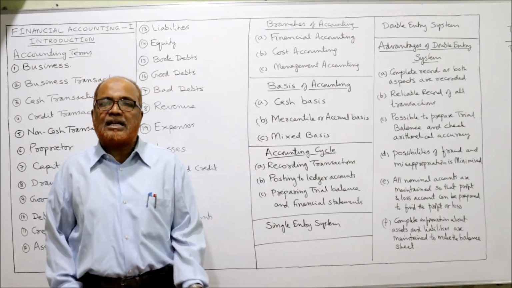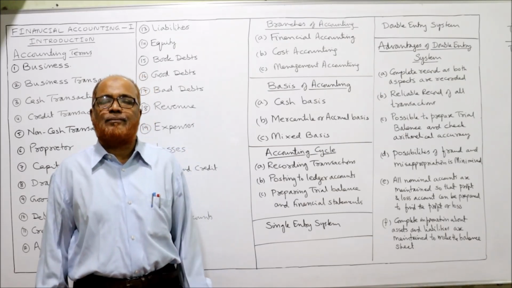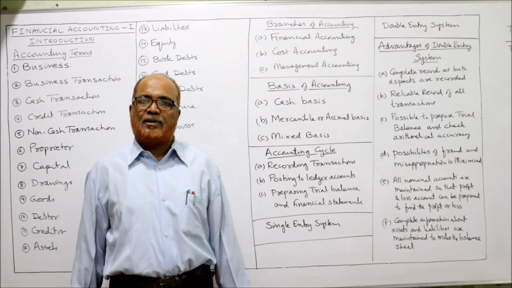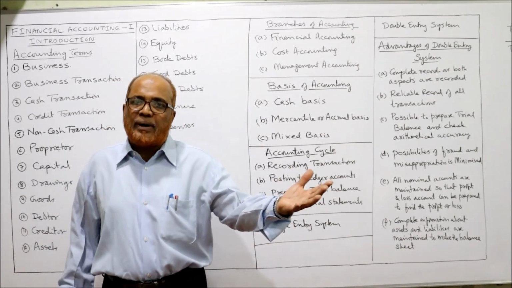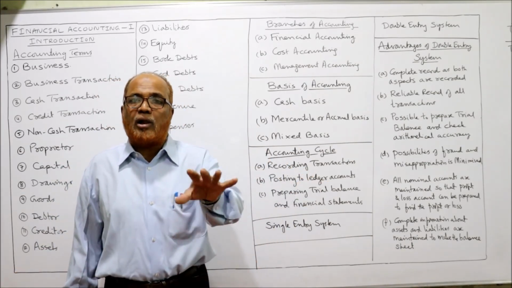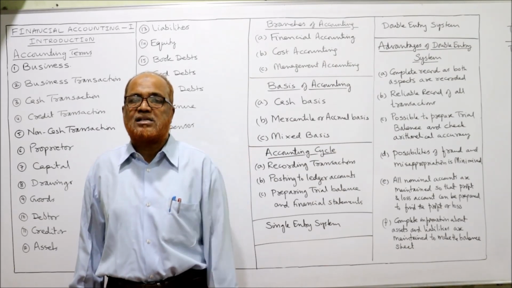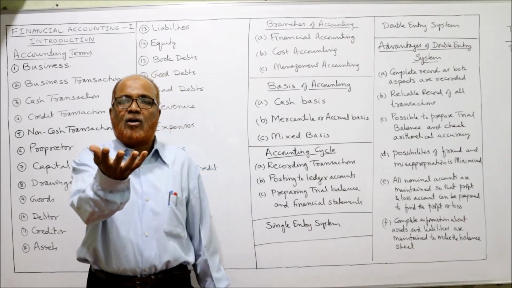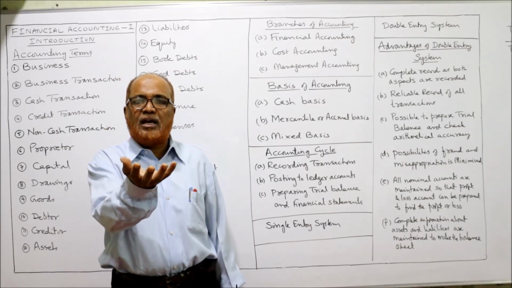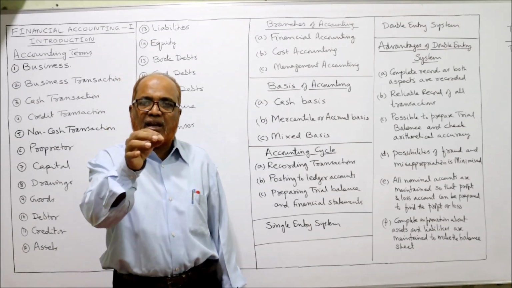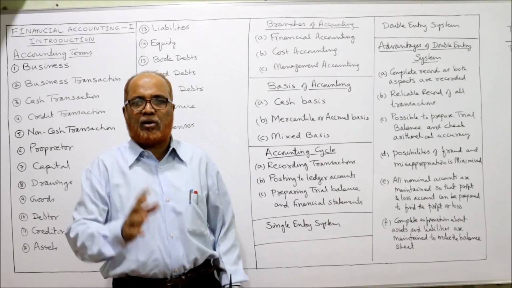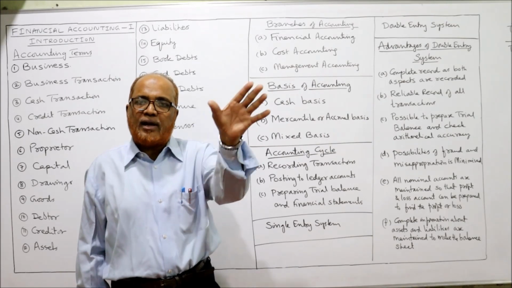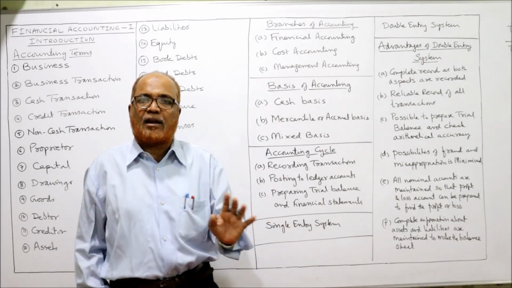The second is mercantile system or accrual system. This is the most commonly used basis of accounting. Even Companies Act has prescribed that all the companies must follow mercantile system. So what is mercantile system or accrual system? We record all expenditure and income of the current year, whether received or not, whether paid or not. So we relate the income and expenditure according to the period, according to the year.